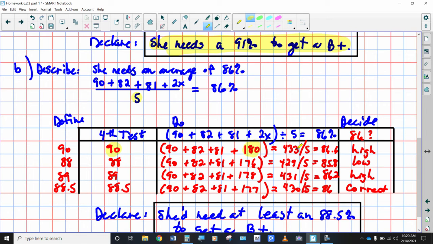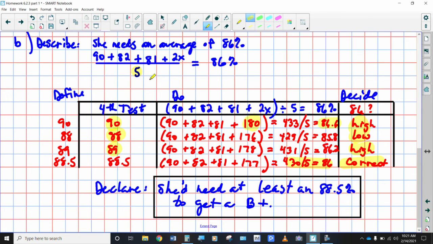So 433 divided by 5, that is actually fine. You can go with the 90, but we're trying to find the minimum score that she would need. So 86.6 is too high. Then 88 was too low. 89 turned out was too high. So it turns out it's a decimal number. If she gets 88.5 on the last test, that would give her the average that she needs.